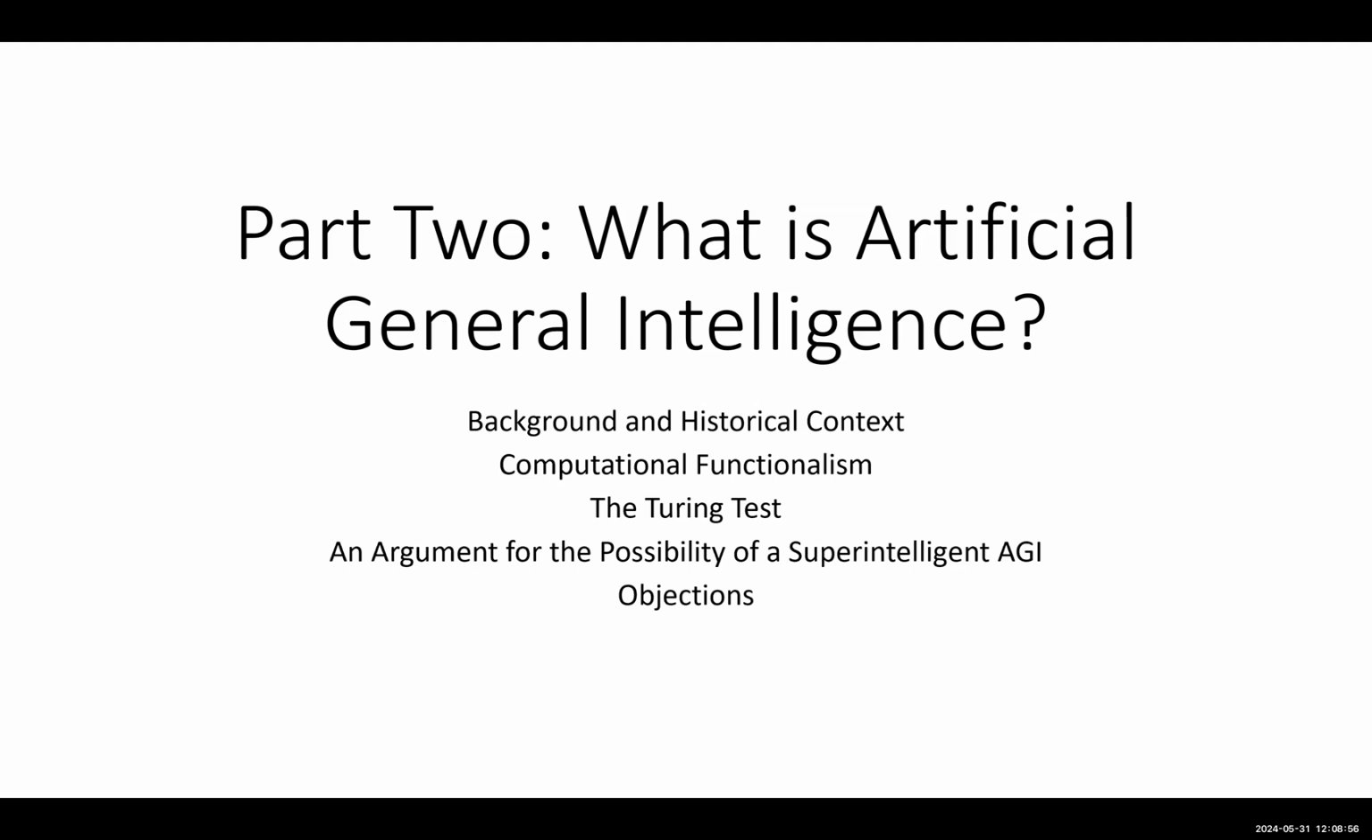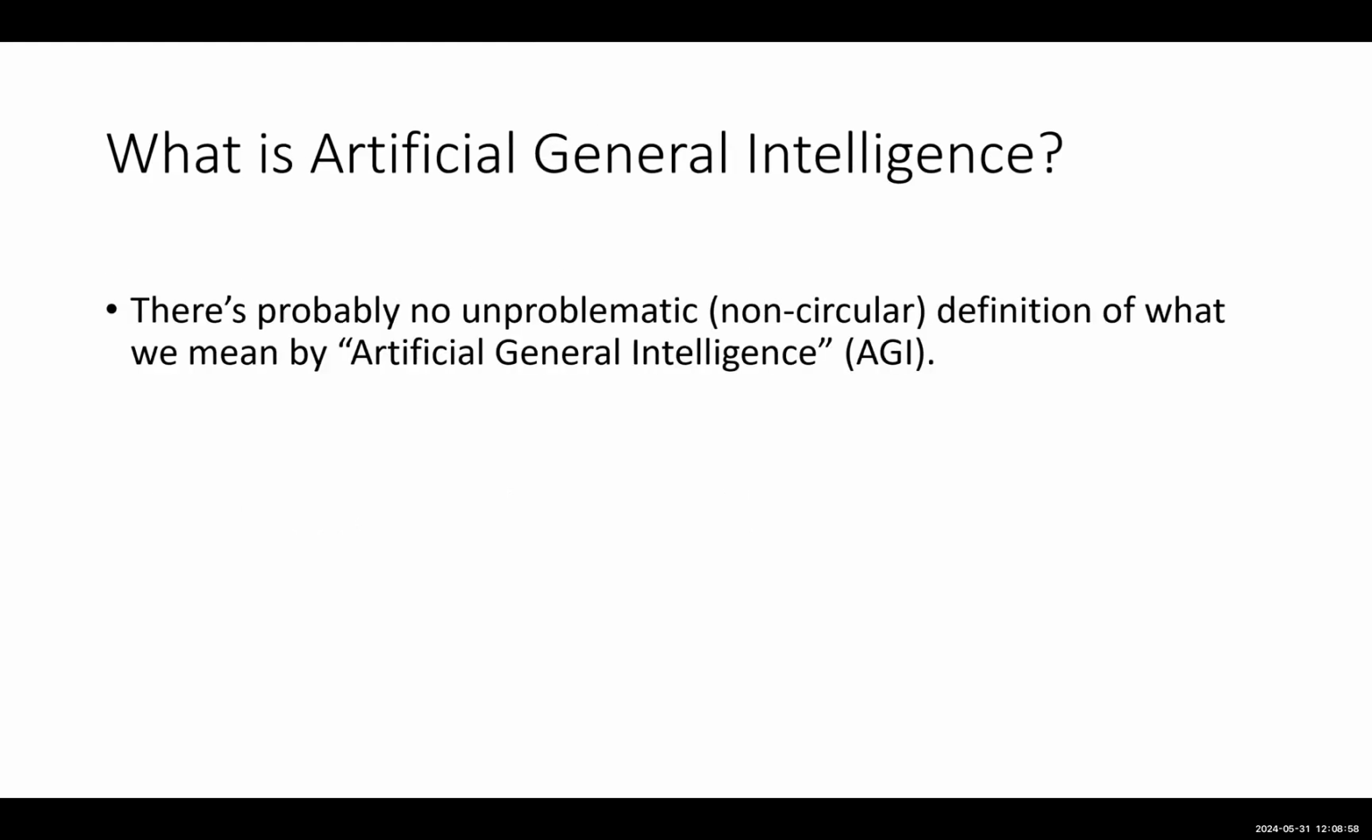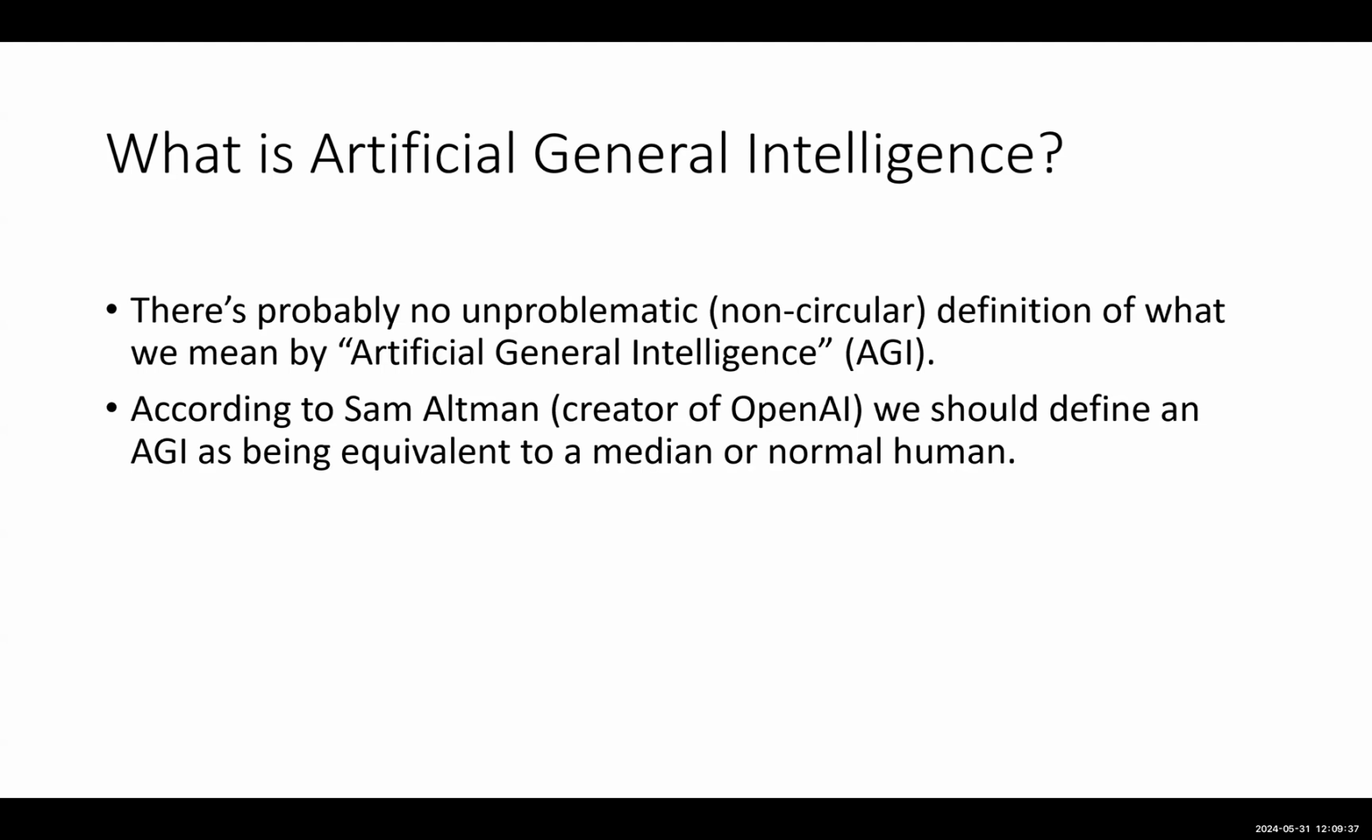But I suppose the first thing we need to do is consider what exactly is artificial general intelligence. Now, there's probably no unproblematic or non-circular definition that we could offer. At best, we can give what's sometimes referred to as an ostensive definition. And if that's the kind of definition we might go with for what we mean by AGI, one way we can think of that is in terms of how Sam Altman, who's the creator of OpenAI, has defined what we mean by AGI.